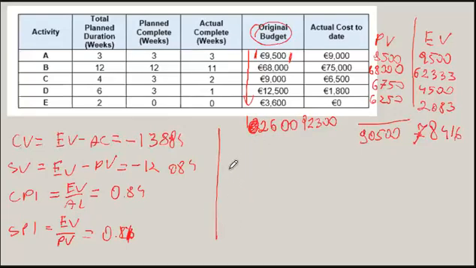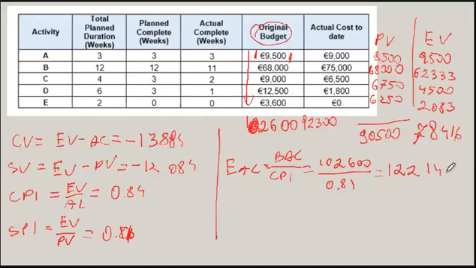Now to get the estimate at completion, I'm going to take budget at completion divided by cost performance index, which is 102,600 divided by 0.84, and that is equal to approximately 122,142. So that's the estimate at completion, and using this parameter we can find out the variance at completion.